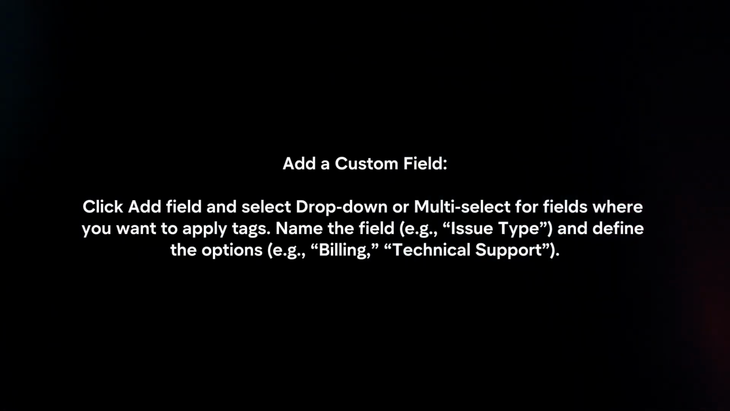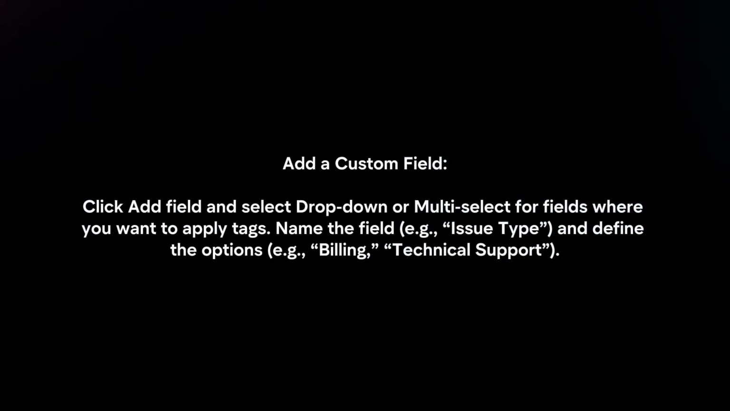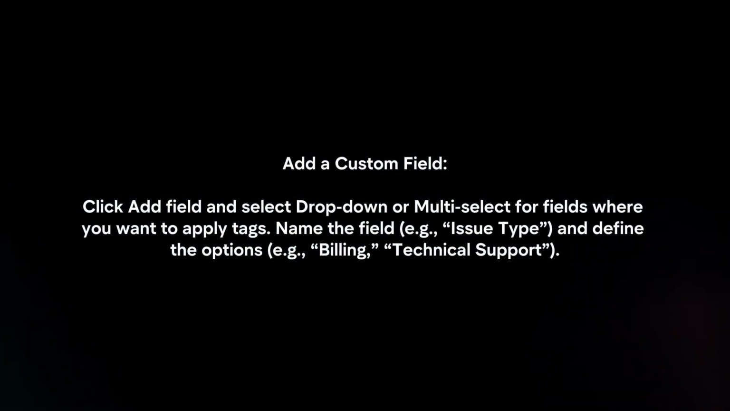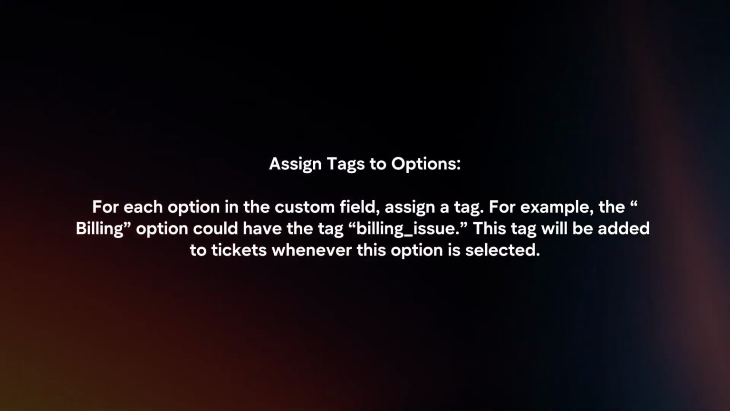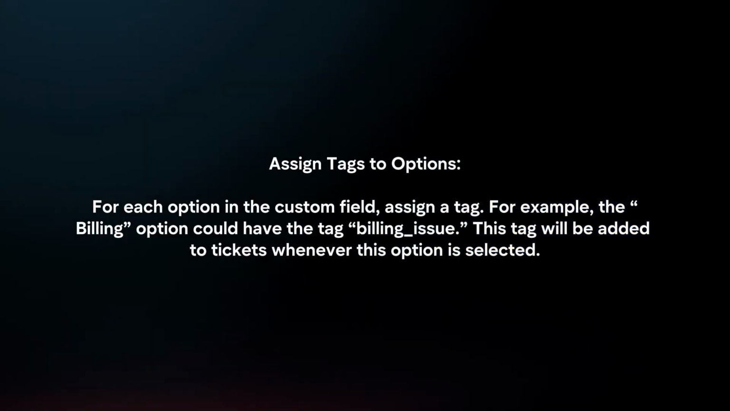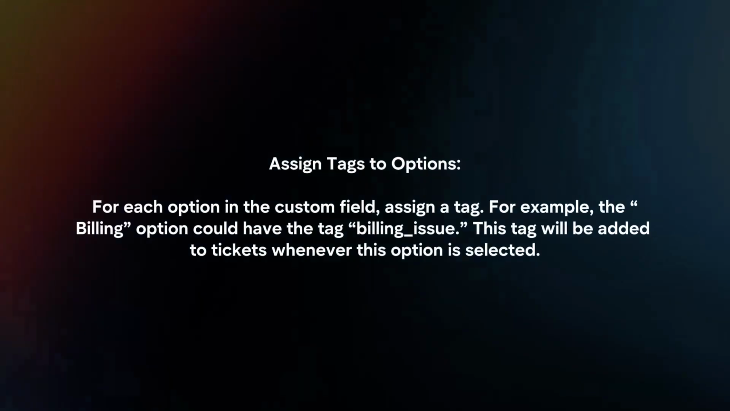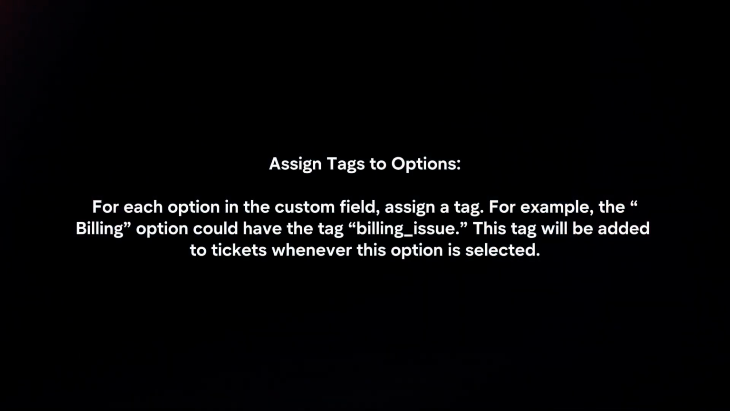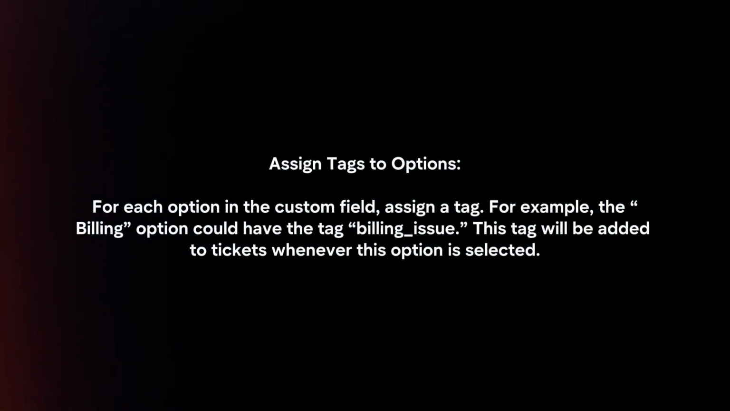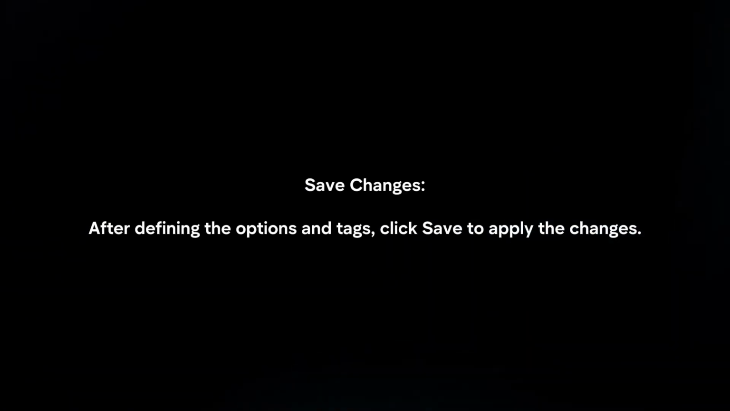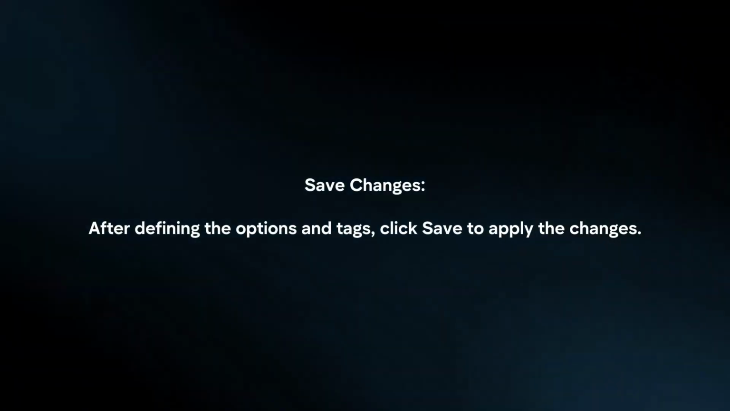Add a custom field. Click Add Field and select drop-down or multi-select for fields where you want to apply tags. Name the field and define the options. Assign tags to options. For each option in the custom field, assign a tag. For example, the billing option could have the tag billing_issue. This tag will be added to tickets whenever this option is selected. Save changes. After defining the options and tags, click Save to apply the changes.